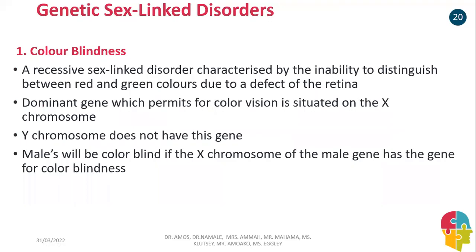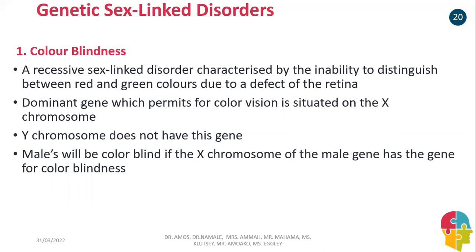Now, let's look at genetic sex-linked disorders. So the first one is what? Color blindness. It's a sex-linked disorder that is characterized by inability to differentiate or distinguish between the colors red and green, because there is what?